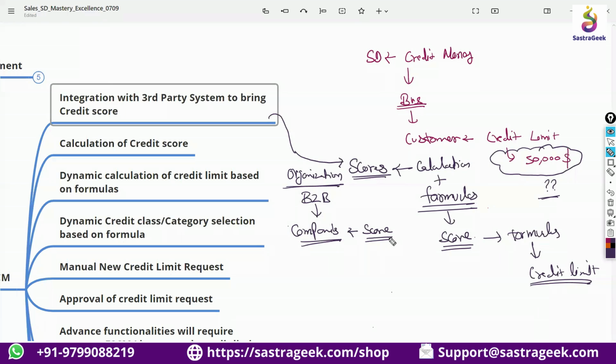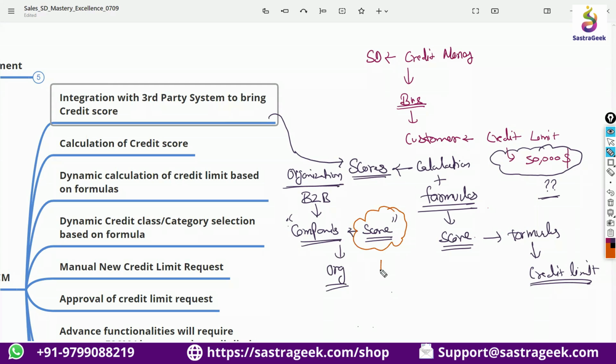So most of the companies are private limited companies. They need to declare their outputs on a quarterly basis, financial statements they need to do. So by analyzing their financial statements, by analyzing what kind of debt they are having, these companies give a score to all the organizations. So FSCM credit management can integrate with the third parties. It can bring the score from these third parties.